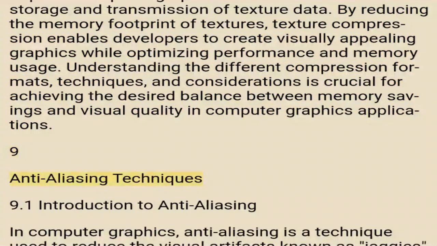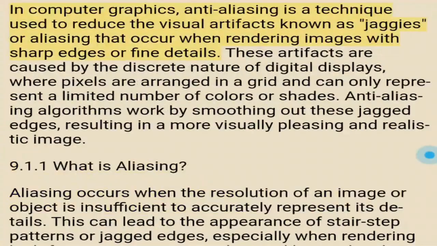9. Anti-aliasing techniques. 9.1 Introduction to anti-aliasing. In computer graphics, anti-aliasing is a technique used to reduce the visual artifacts known as jaggies, or aliasing, that occur when rendering images with sharp edges or fine details. These artifacts are caused by the discrete nature of digital displays, where pixels are arranged in a grid and can only represent a limited number of colors or shades. Anti-aliasing algorithms work by smoothing out these jagged edges, resulting in a more visually pleasing and realistic image.